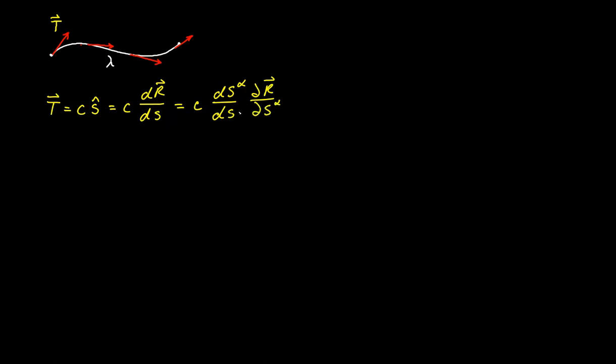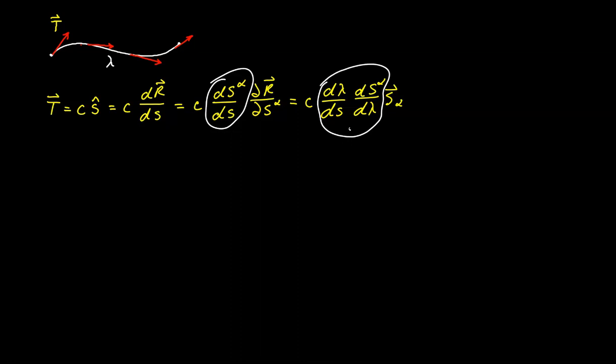Now, remember s and s alpha are not the same thing. S is the arc length of the curve, s alpha is the coordinate value for our surface. Okay, well that in turn can be written this way. C times d lambda ds times ds alpha d lambda times our basis vector S alpha. All I've done here is to replace this factor with its equivalent using the chain rule involving lambda, and of course this factor is nothing but our basis vector S alpha.